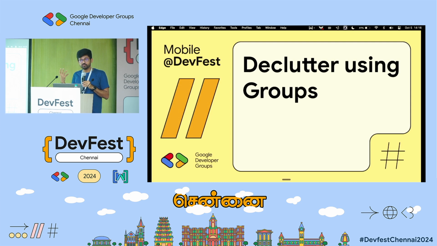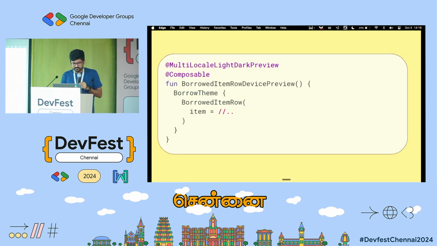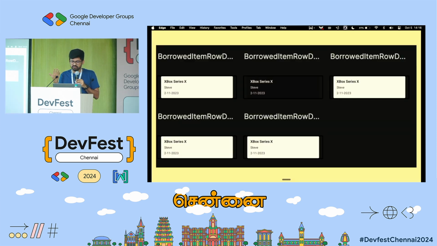Remember I told you about groups? This is where it comes in. So let's say you have a preview with the multi-locale light dark preview. This will give you approximately 5 previews. Yeah, you can see that there are 5 here. These are small UI elements and there are only 5. Still manageable. But what if I want to see only a subsegment of it?